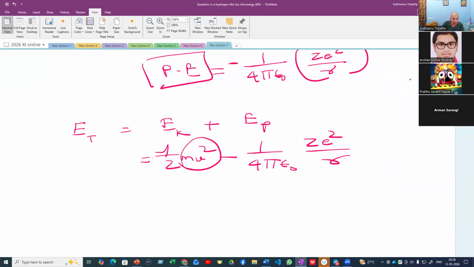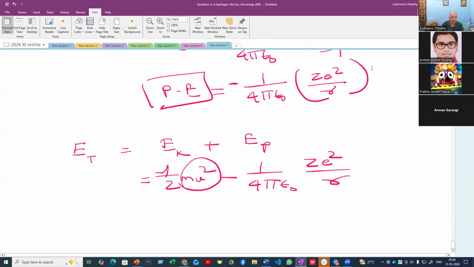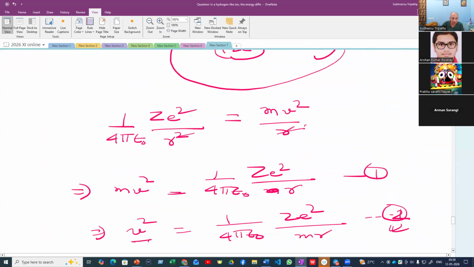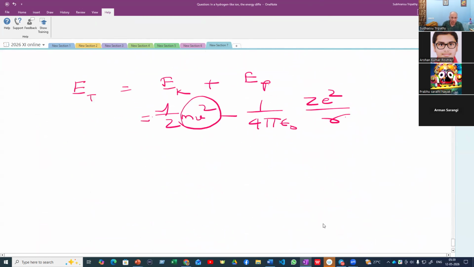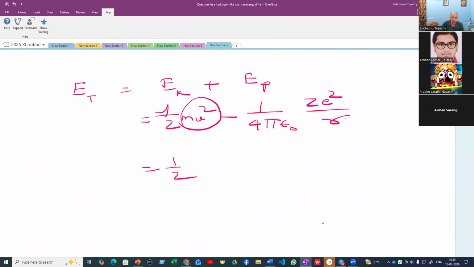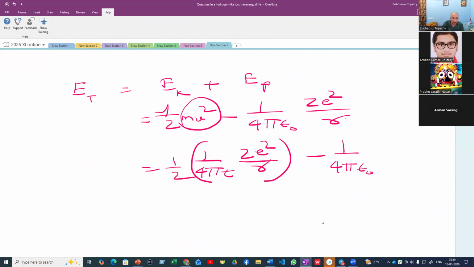Now look to the first equation from the centrifugal force that we equated. Now we shall write that mv square is equal to 1 by 4 pi epsilon Z d square by R. Half is there because kinetic energy has a half. So half into 1 by 4 pi epsilon into Z d square by R. I am taking it from equation number 1, which is waiting there. And now the potential energy after integration we got this one. The minus sign is automatic because in attraction it will lose energy, so energy will be minus, not plus.